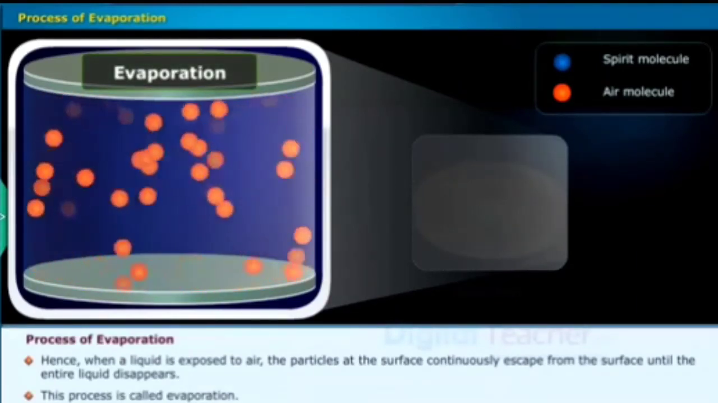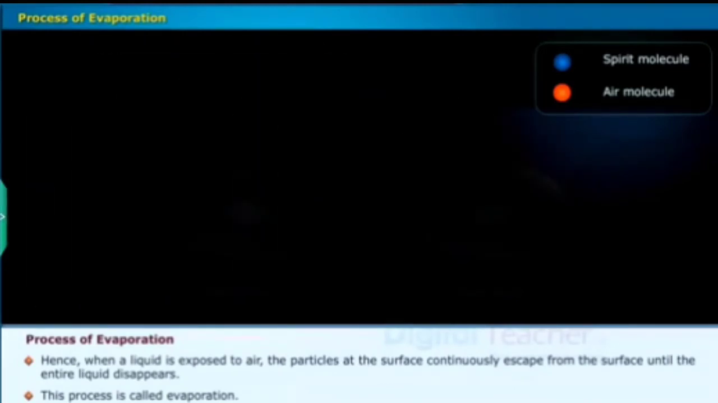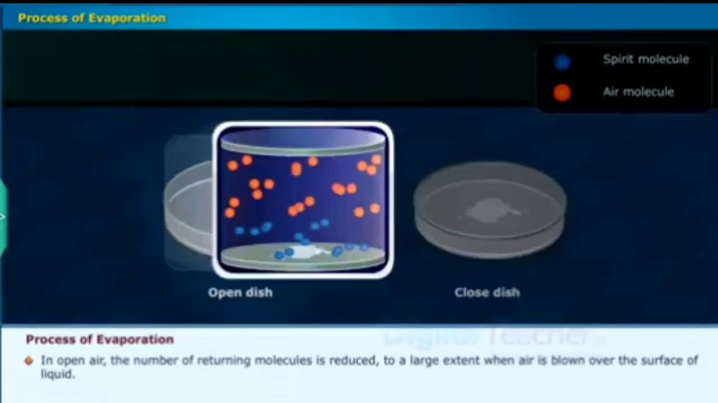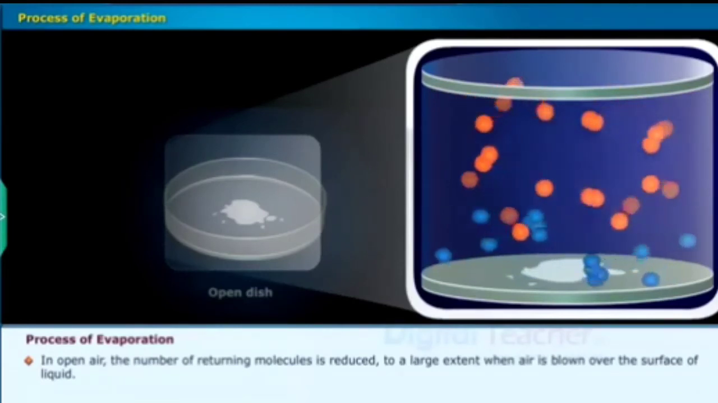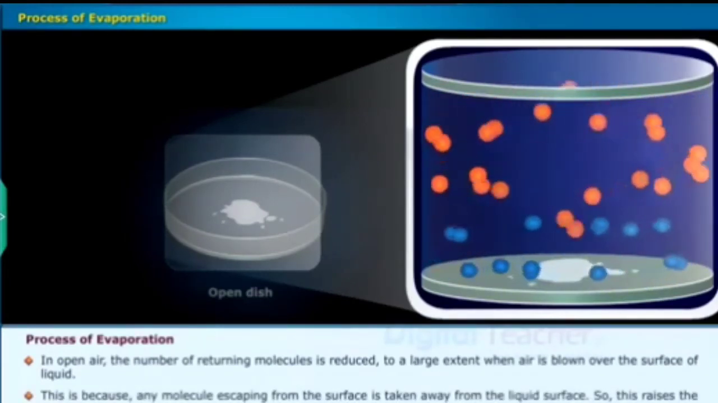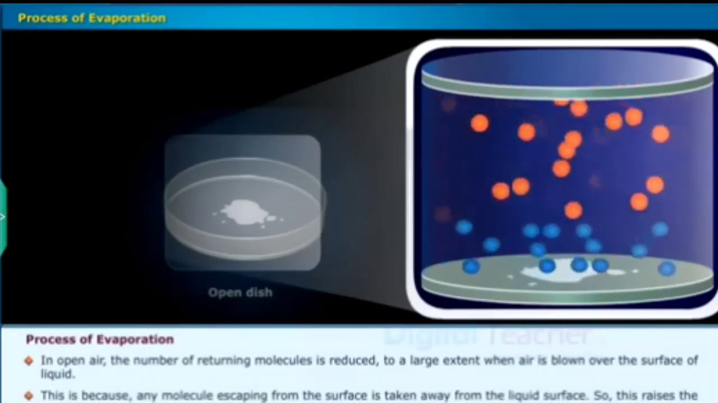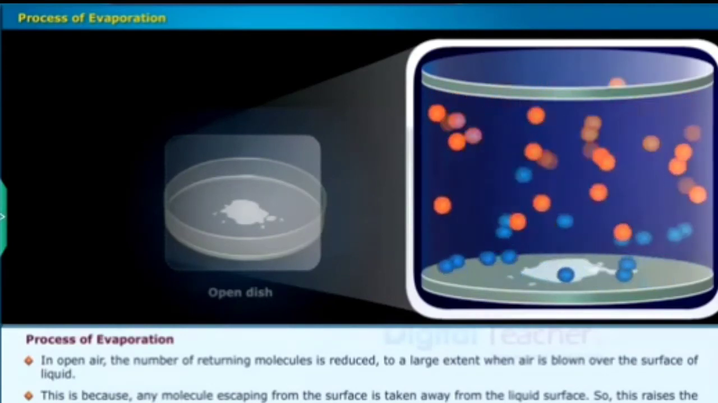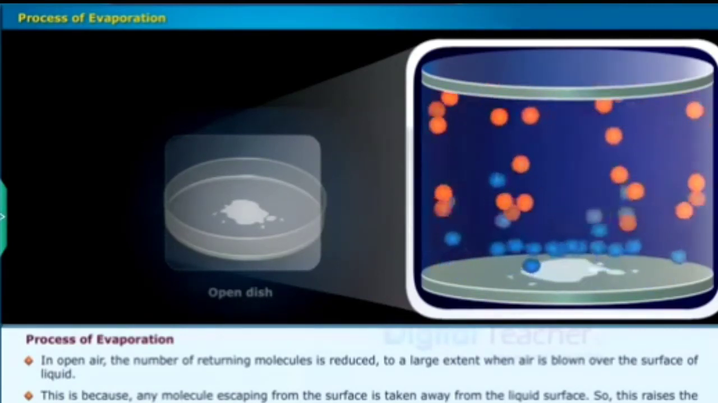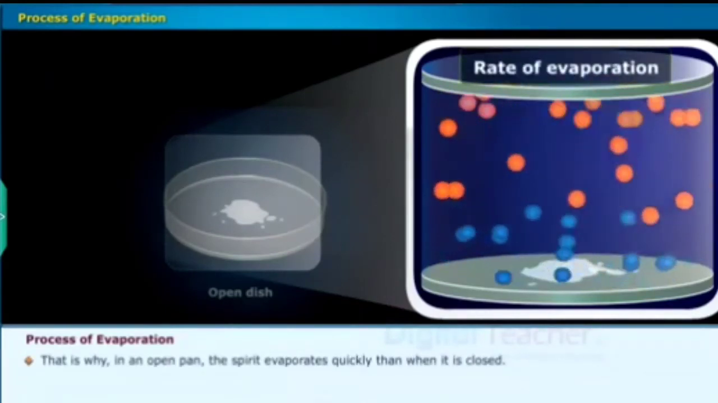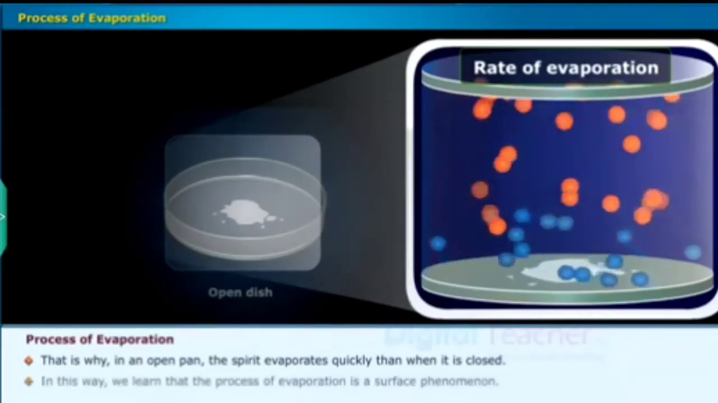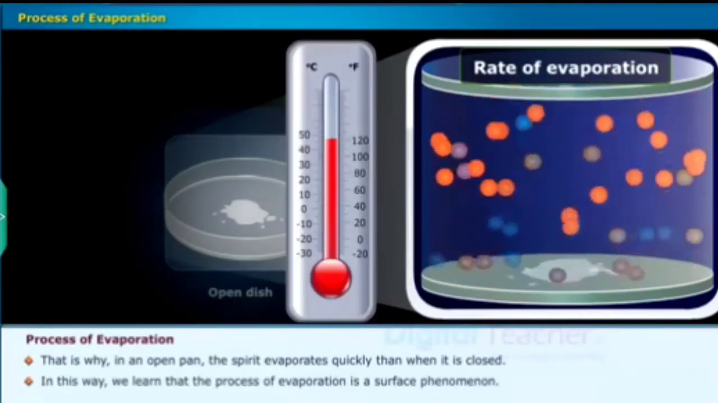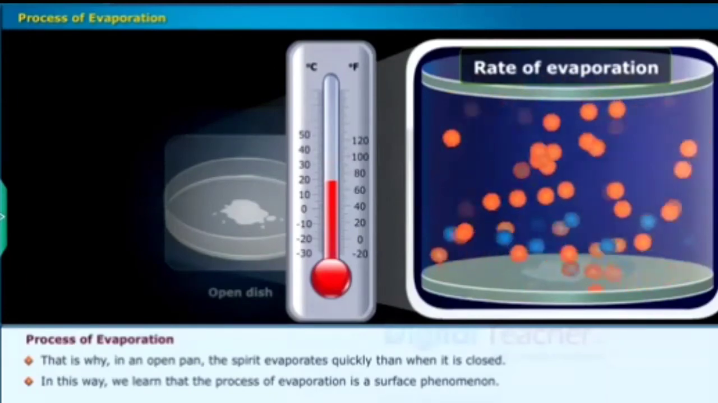Now, let us observe the reason for faster evaporation of spirit under the fan. In open air, the number of returning molecules is reduced to a large extent when air is blown over the surface of liquid. This is because any molecule escaping from the surface is taken away from the liquid surface, so this raises the rate of evaporation. That is why in an open dish, the spirit evaporates quicker than when it is closed. In this way, we learn that the process of evaporation is a surface phenomenon.